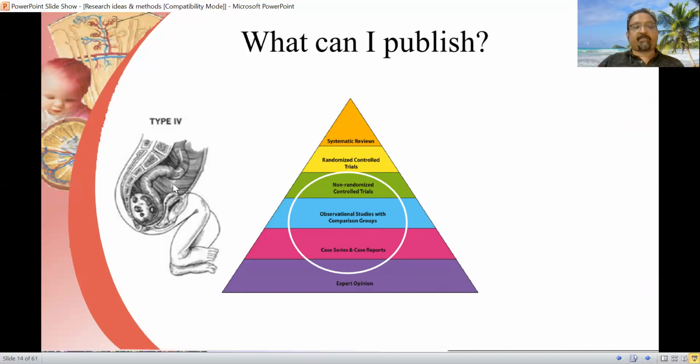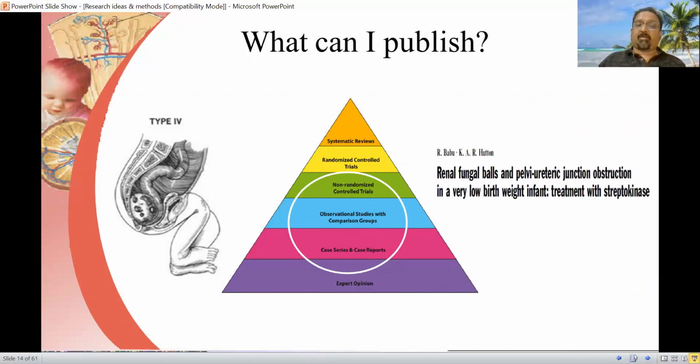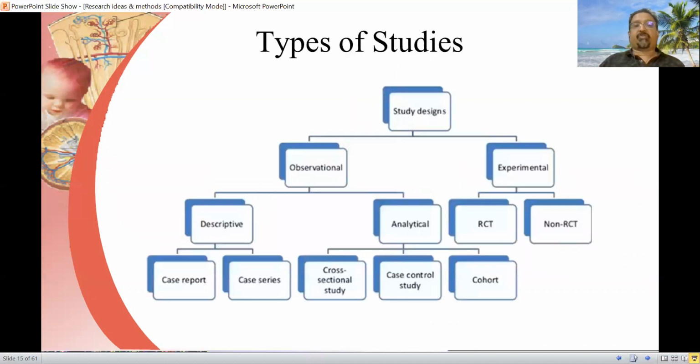Now, case series, I've got a problem. You may feel that this particular type of intrasacral sacrococcygeal teratoma is a rare thing, but when you look at the literature, there are already 20-30 cases reported, so the journal may not find it that interesting. On the other hand, if you treat a rare case with a new intervention, for example, we treated renal fungal balls with streptokinase. It was a single case report, but it still got published in the British Journal of Urology.